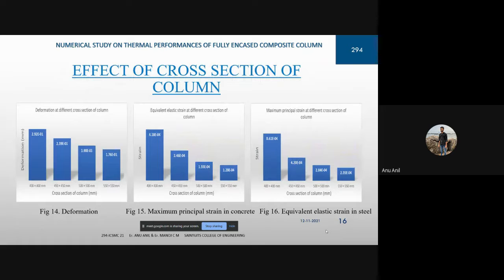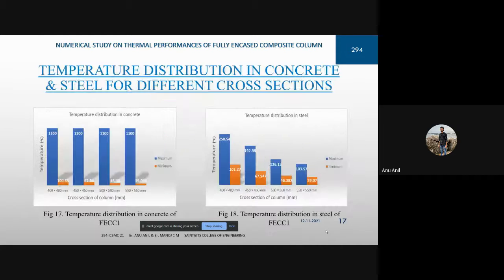Then the effect of cross-section of column. By increasing the size of the column, the deformation also decreased. Maximum principal strain in concrete and equivalent elastic strain are also similar. And this is the temperature distribution in concrete and steel for different cross-sections. And more details are given in the journal paper.